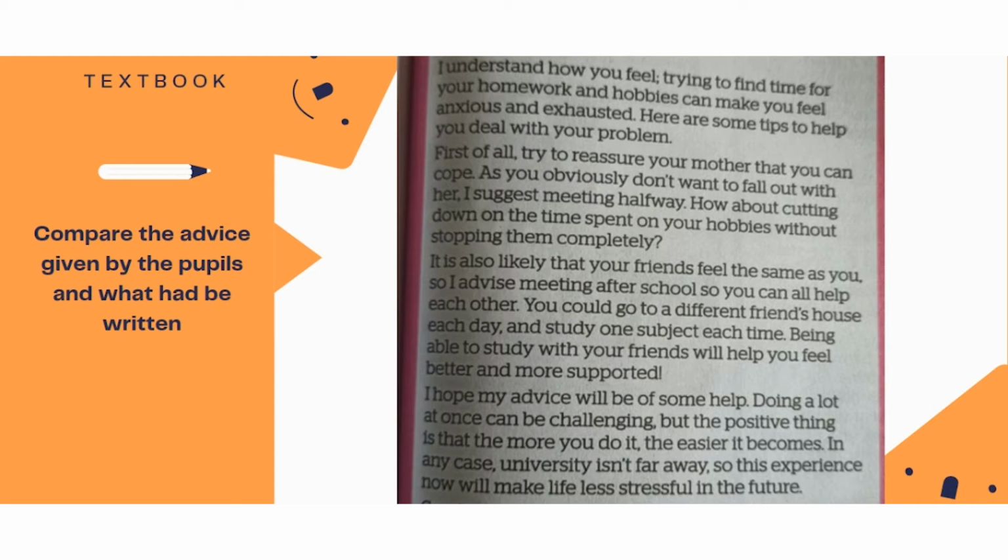Dear Trouble, I understand how you feel. Trying to find time for your homework and hobbies can make you feel anxious and exhausted. Here are some tips to help you deal with the problem. First of all, try to reassure your mother that you can cope, as you obviously don't want to fall out with her. I suggest meeting halfway. How about cutting down on the time spent on your hobbies without stopping them completely? It is also likely that your friends feel the same as you, so I advise meeting after school so you can all help each other. You could go to a different house.